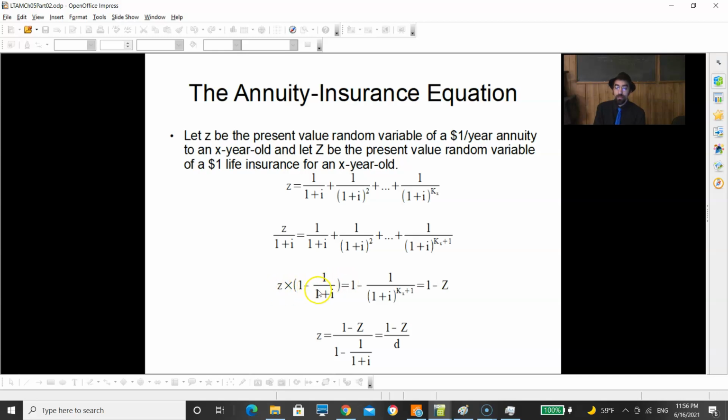You get z times (1 minus 1 over 1 plus i) equals 1 minus 1 over (1 plus i) to the power K plus 1. And this right here, this is big Z, right? It's a payment of 1, and you discount it not by the amount of time until the beginning of the year of death, right? You can't make a payment at the beginning of the year of death because you don't know that it's the beginning of the year of death when it happens. You have to make the payments at the end of the year of death.